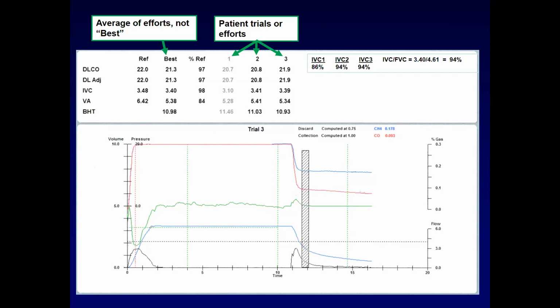On our software, the quote-unquote best is actually not the best effort of the patient. It's the average of the trials that you've included. So you'll see that this 21.3 here is just the average of these 21.9 and 20.8 over here.